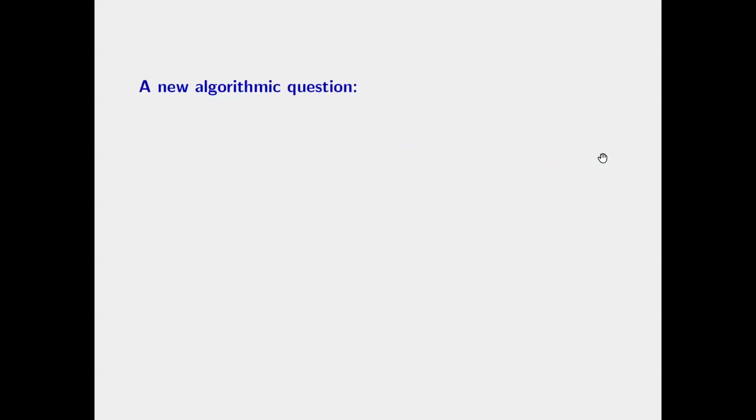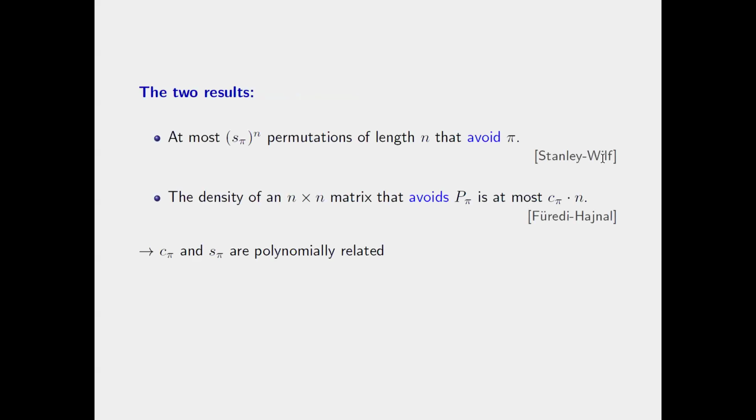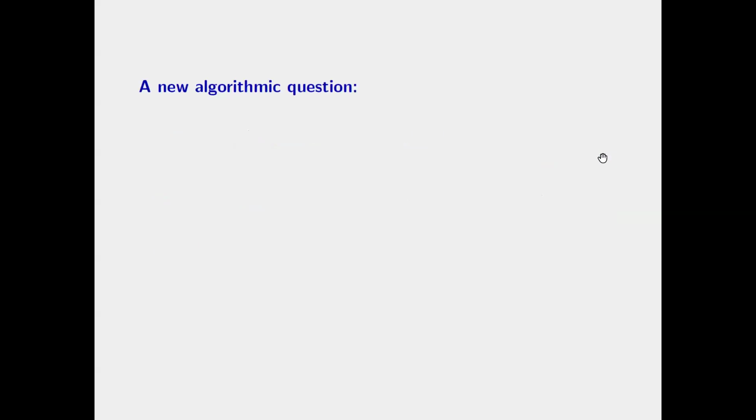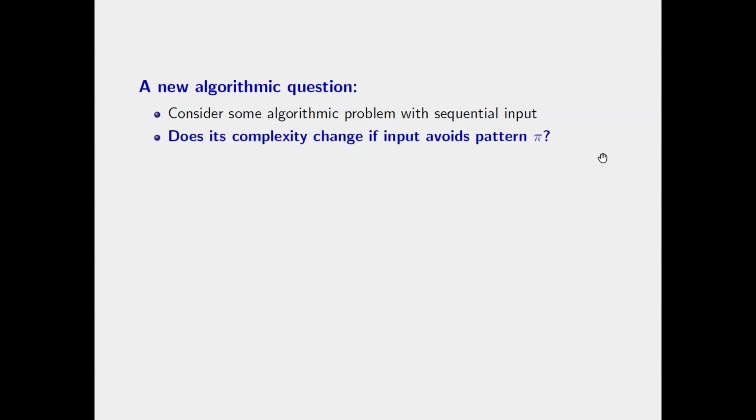Okay, so why do I mention all this? Just keep this in mind: there are single exponentially many permutations of length n that avoid the pattern. So this is what combinatorialists were interested in for a long time. But I want to ask an algorithmic question, which I think is also interesting. Take some algorithmic problem which works on a sequential input. Does this problem become easier if the input avoids a pattern? So is it meaningful for algorithms if the input avoids some pattern?